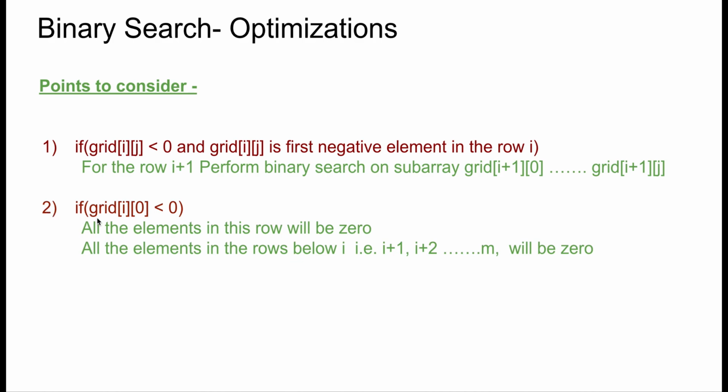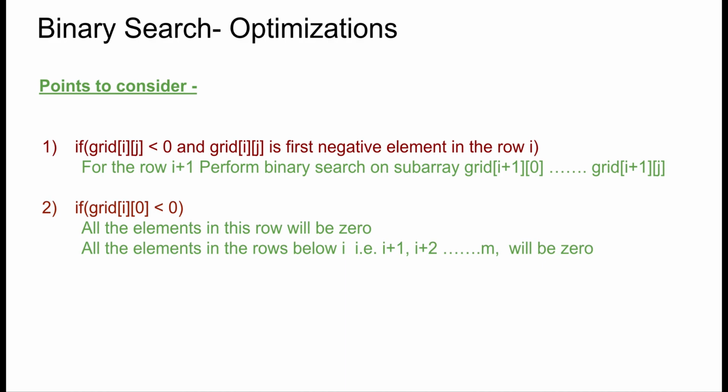Now let's talk about the second optimization. If the first element of any row is negative, then all the elements in that row and the following rows will be negative. Take a moment and think about it. If the first element of a row is negative, then all the elements in the same row will be negative as the rows are sorted in descending order.